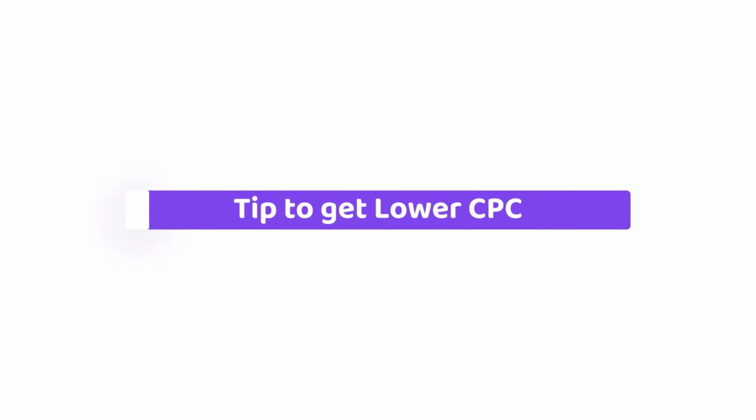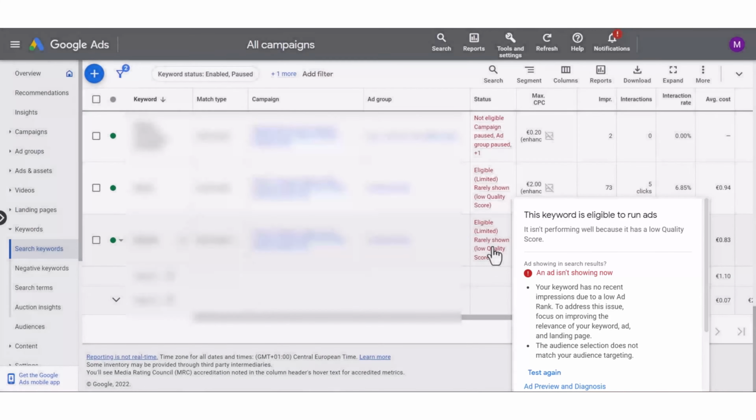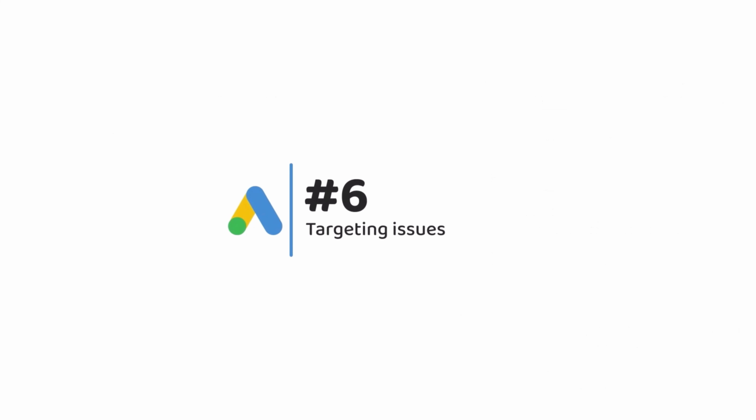Remember, this also affects your bidding, so if you have higher ad rank, the cost of your ads would be lower than usual. But if you receive a lower ad rank, you will have to pay higher to get impressions for your ads.